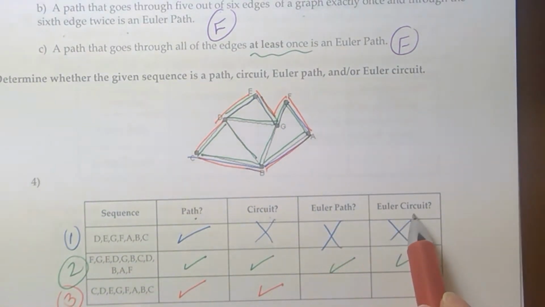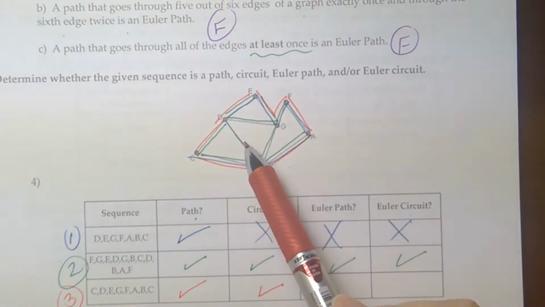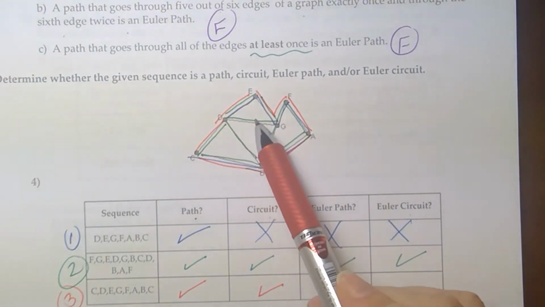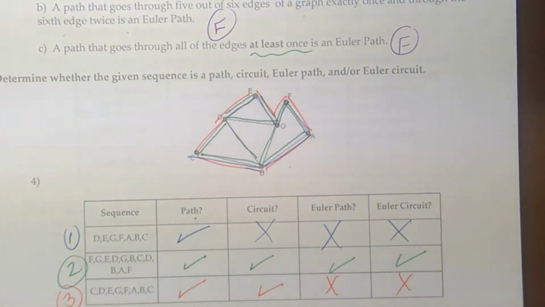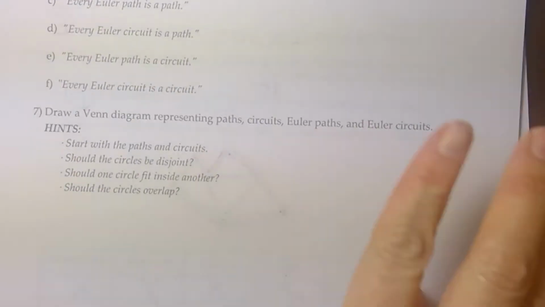Is it an Euler path and circuit? Well, no, because I can see with my color coding that I did not travel those inner 3 edges. So it is not an Euler path and circuit. Hopefully you're starting to see the difference between just a general path and circuit and a more specifically defined Euler path and circuit.